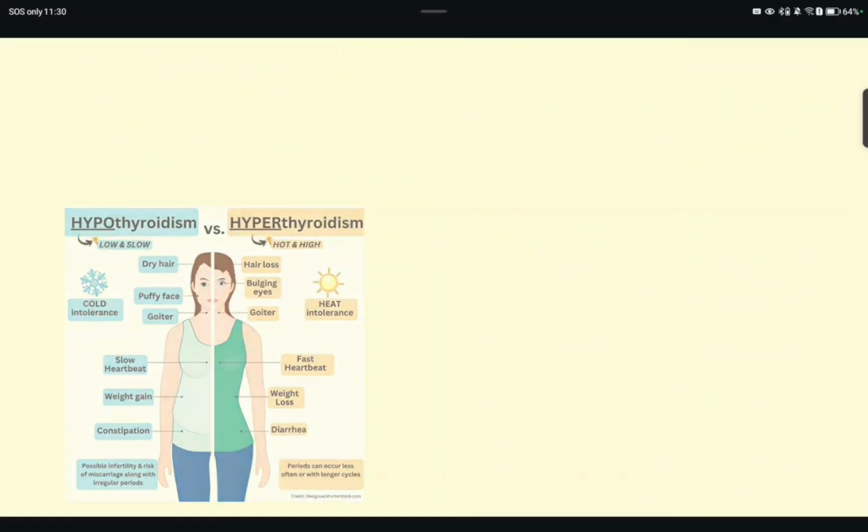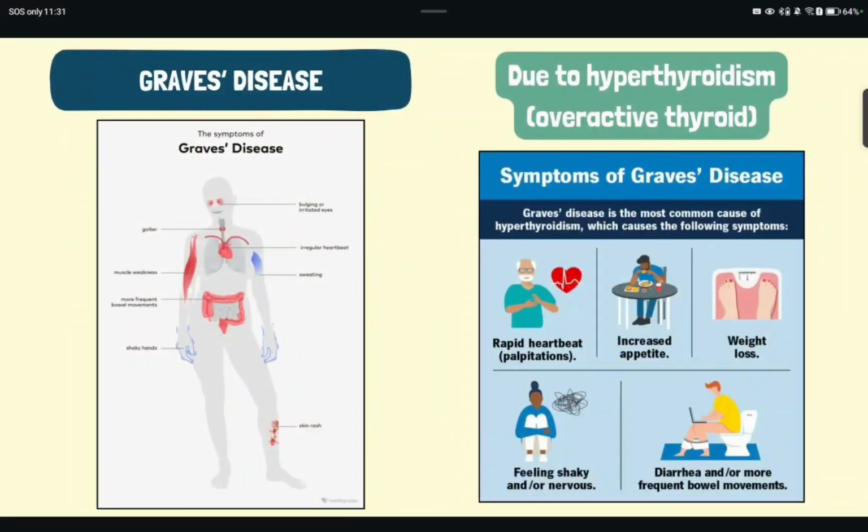Moving on. Now I will be talking about one of the conditions, which is hyperthyroidism, which arises from an overactive thyroid. To be specific, I will be talking about Graves' disease. As you can see from the pictures I've provided, there are various symptoms of Graves' disease. For example, rapid heartbeat, also known as palpitations, and an increased appetite but a loss in weight. And they also have frequent bowel movements. And there are also prominent symptoms, for example, bulging or irritation of the eye, goiter, and also skin rashes.